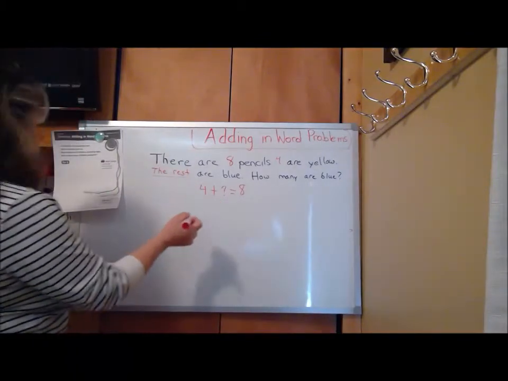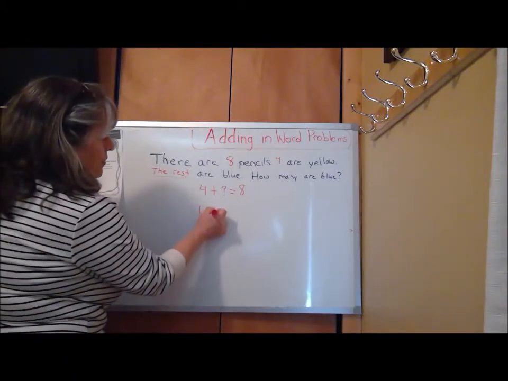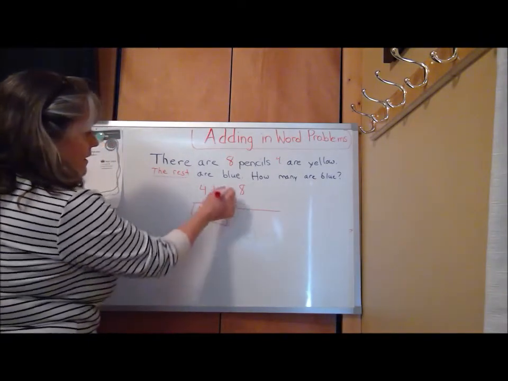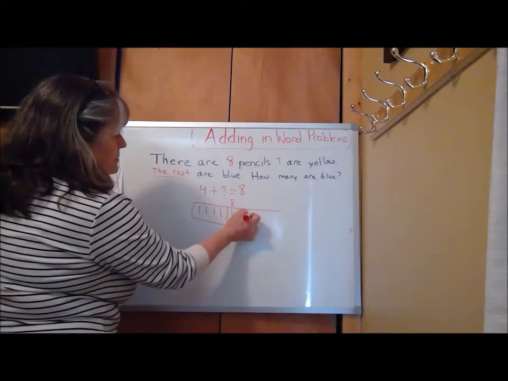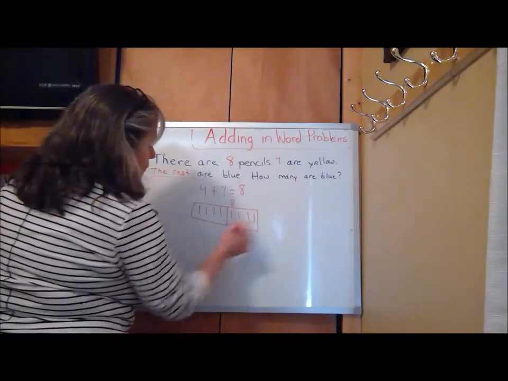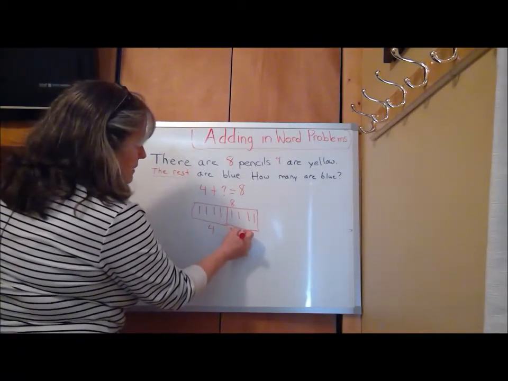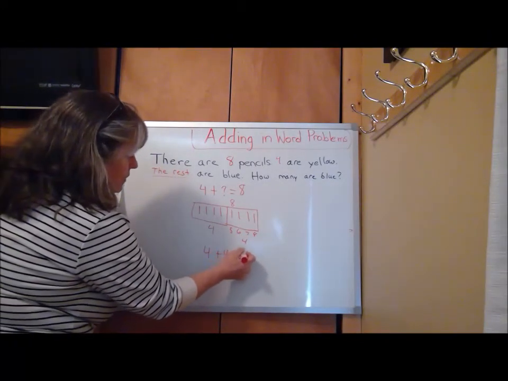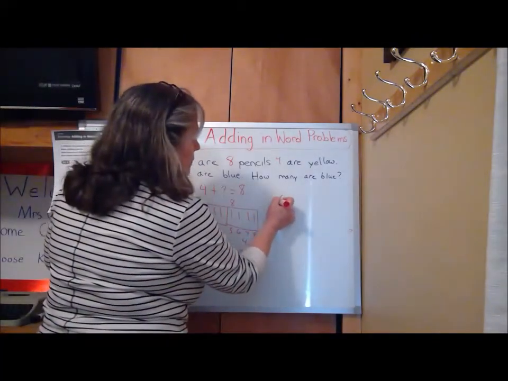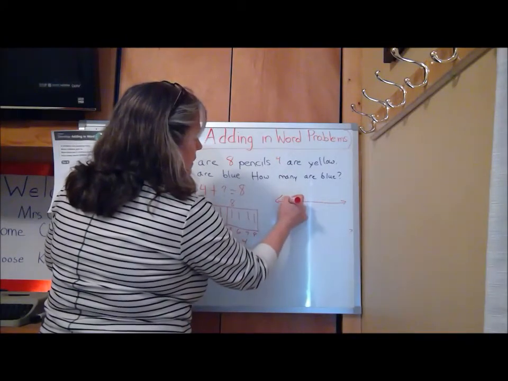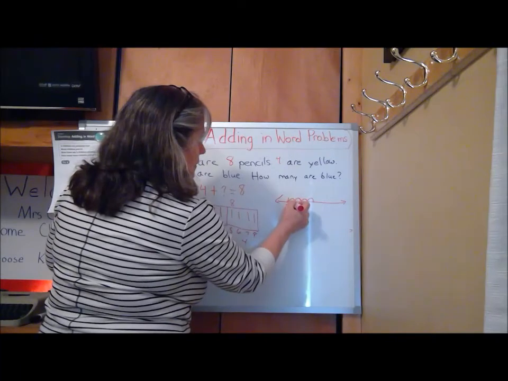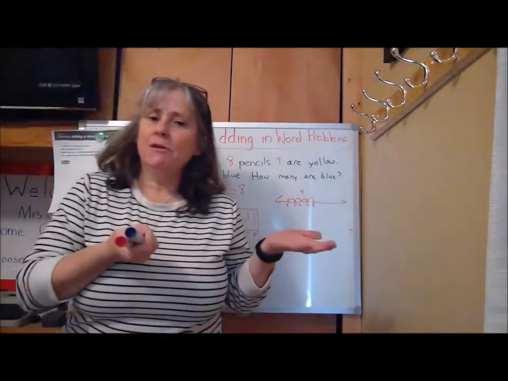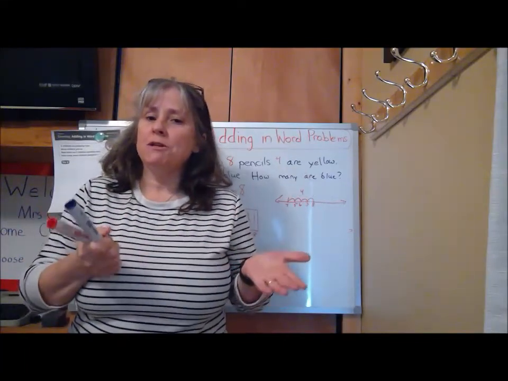So let's do this. So we have 1, 2, 3, 4 yellow pencils. I'm going to put my 8 up here. And I'm going to count 5, 6, 7, 8. So 4 plus 5, 6, 7, 8 equals 4 more. So 4 plus 4 equals 8. Or on my number line, I could start at 4, 5, 6, 7, 8. 1, 2, 3, 4. So 4 plus 4 equals 8. Is that how you did it, or did you do it a different way? It doesn't matter which strategy you use as long as you use the one that works for you.